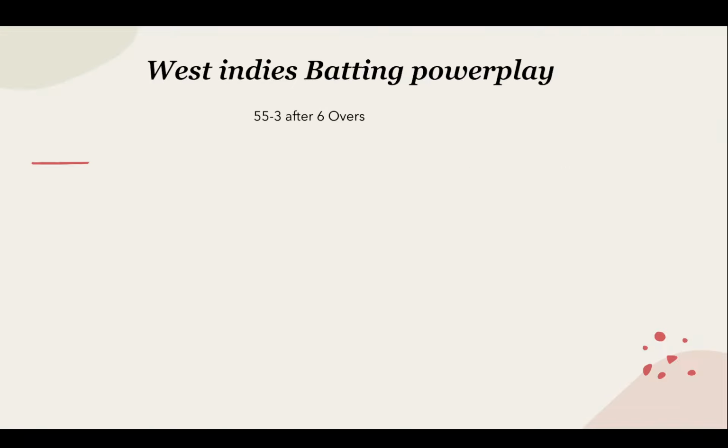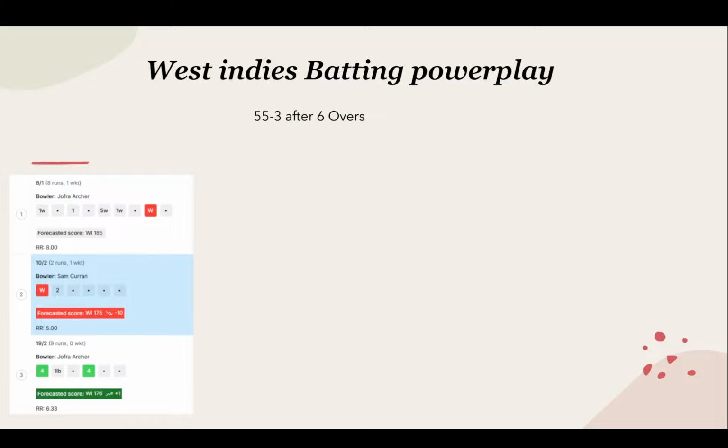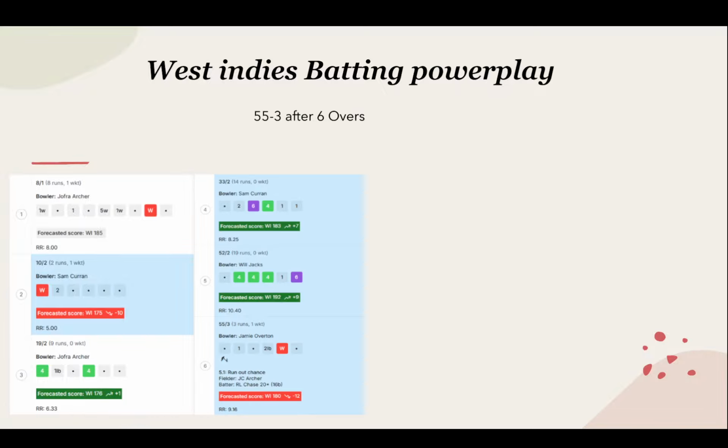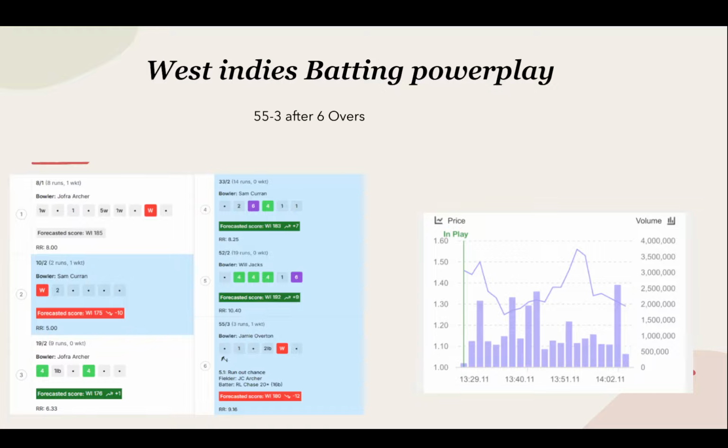So in the West Indies power play, they were 55 for 3 after 6 overs. This was the first 3 overs, bowled by Jofra Archer, Sam Curran and Jofra Archer again. Let's look at the graph after the first 6. It was a power play of 2 halves really for the West Indies. The first 2 overs, they had 2 wickets and 10 runs on the board. Then all of a sudden they had a quick flurry of boundaries and runs and then another wicket at the end of the power play.